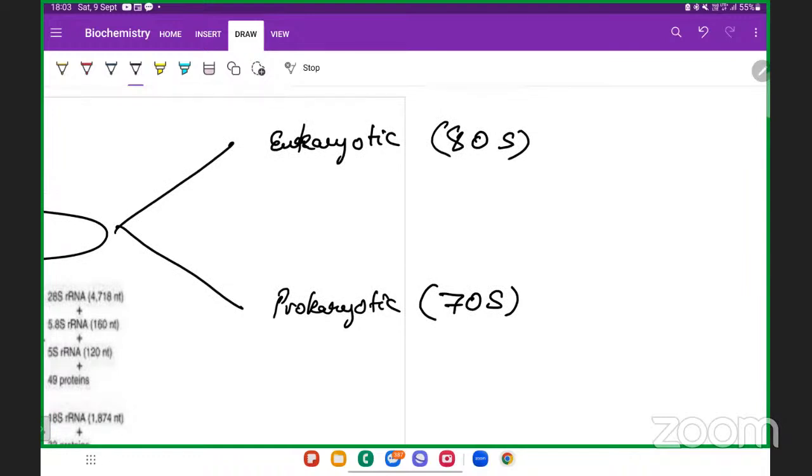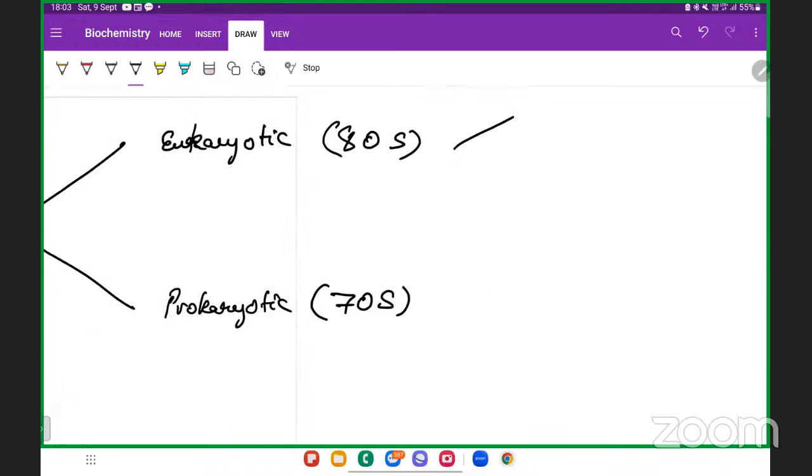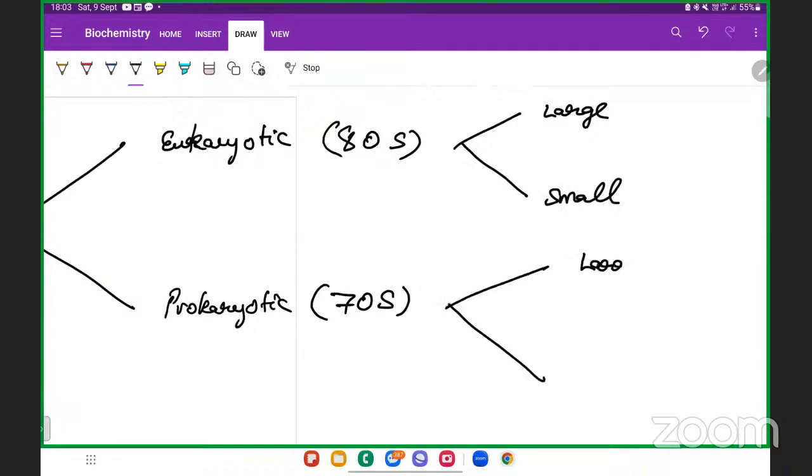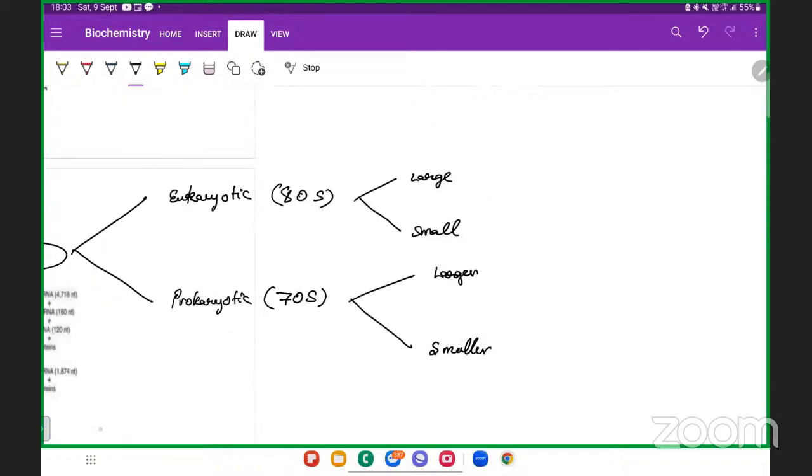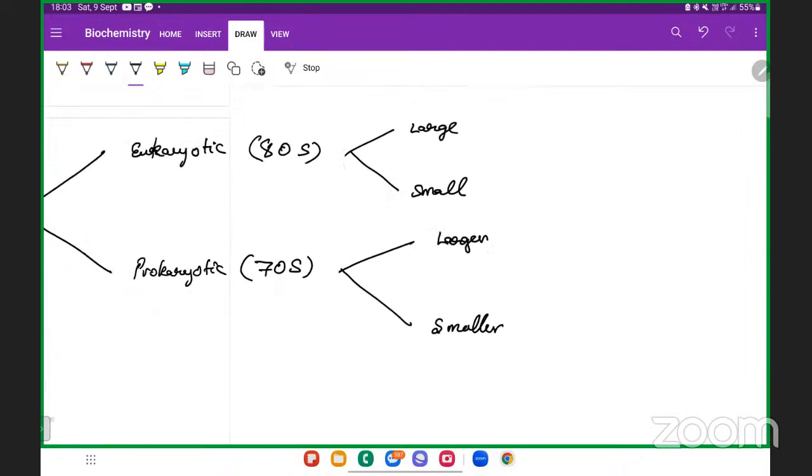Next, what you need to understand is that each is going to have two important parts. One is the larger subunit, and the other is the smaller subunit. Similarly, your prokaryotes also have two: one larger subunit and one smaller subunit. Now, the smaller subunit of your prokaryote is going to be 30S and the larger subunit is going to be 50S.